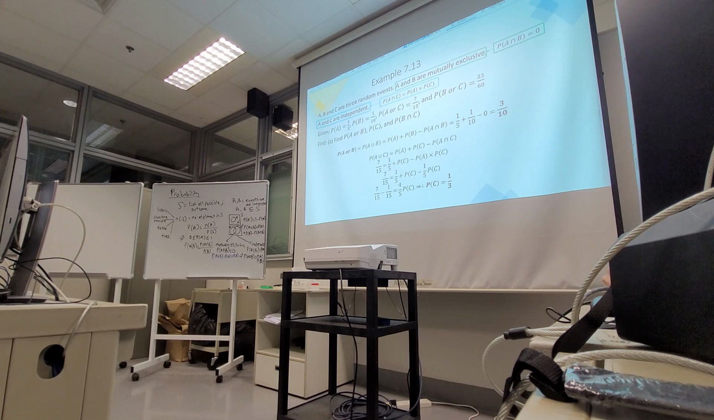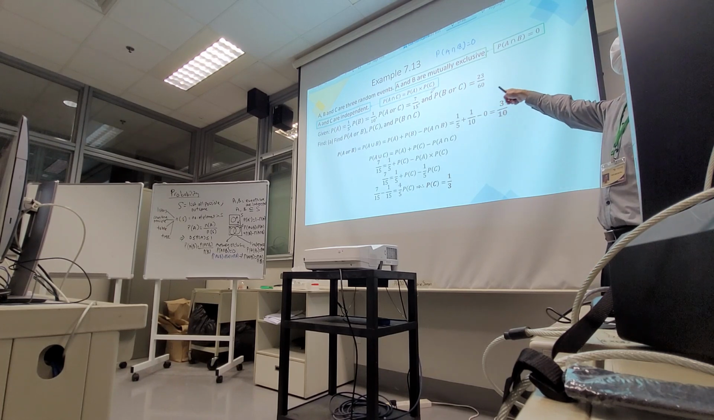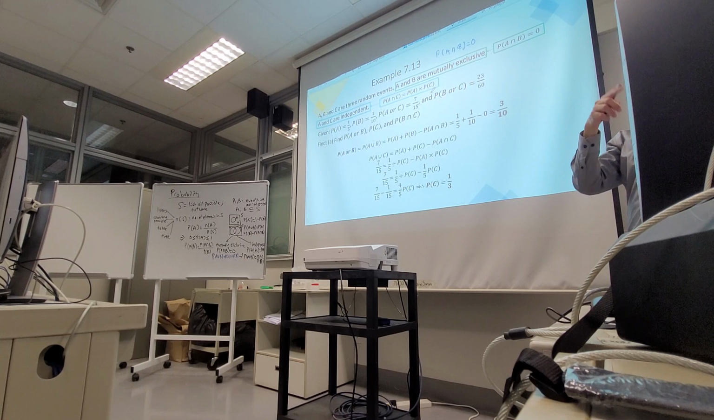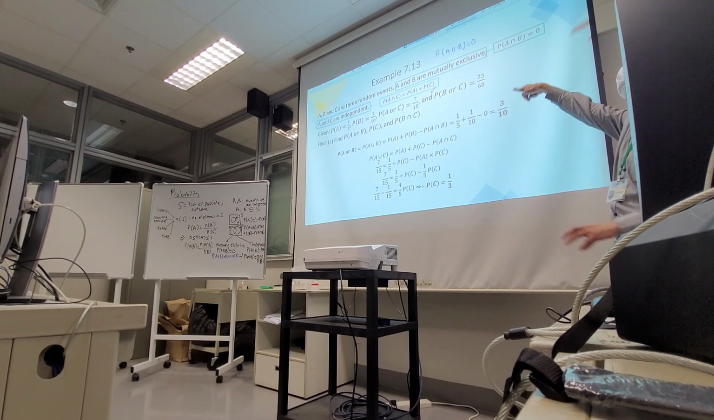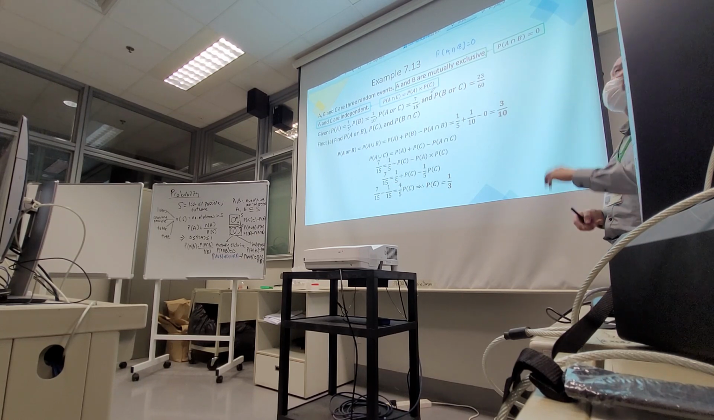Take note, I'm given A and B are mutually exclusive. That means the probability of A intersect B equals 0. I already wrote it here. Then independent means the intersection is equal to the multiplication, because A and C are independent. So the probability of A intersect C equals probability of A times probability of C. The rest is very simple: just use the formula, substitute the values and you're done. I'll show you what I mean.